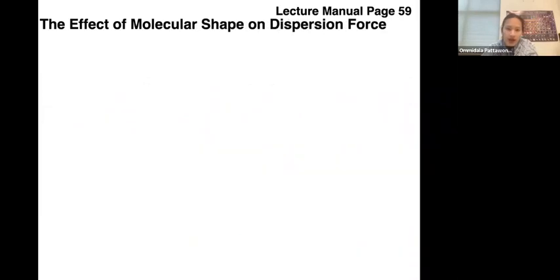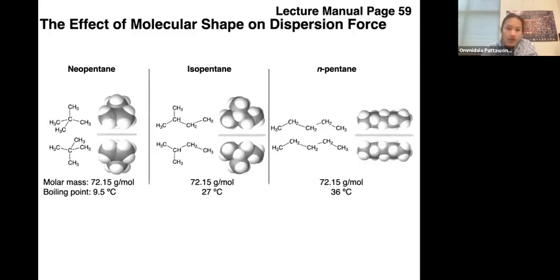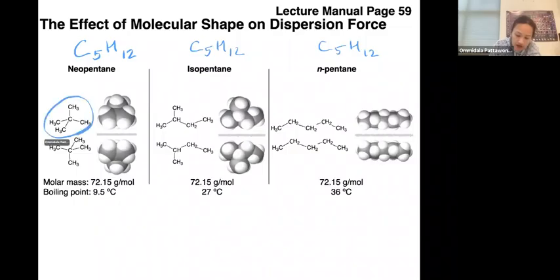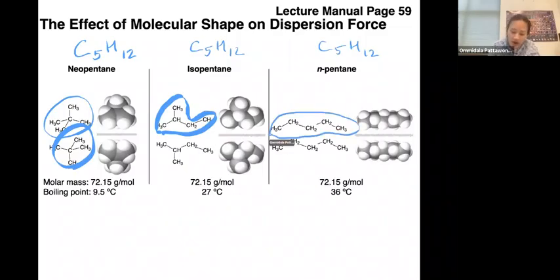Next, we are going to take a look at another factor that affects the strength of the dispersion force, which is molecular shape. I'm going to use the pentane scenario in this case. We have 3 different types of pentane, and all of them have the same number of carbon and hydrogen. The only thing that is different for these 3 is the shape of the molecule. This one looks kind of like a sphere, this one looks like a branch, and this one looks linear. I'm going to refer to them as branched and linear.